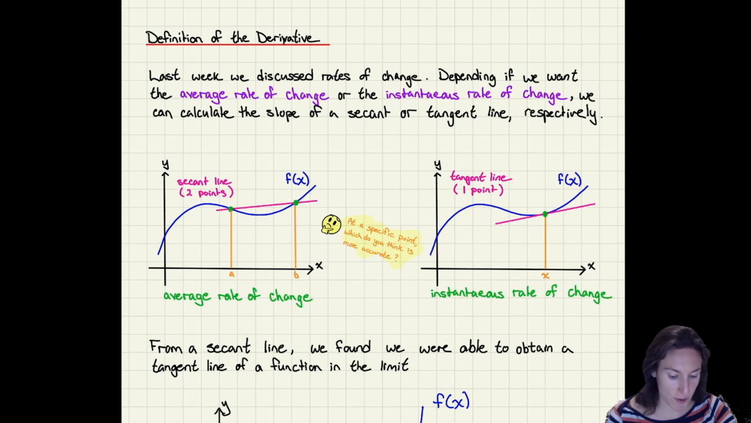I wanted to talk to you about the definition of the derivative. So before we were talking about rates of change, the average rate of change and the instantaneous rate of change. And this is basically calculating the slope of a secant line or a tangent line. So if we're looking at the average rate of change between 2 points, we have the secant line. And then if we move this second point B closer and closer to A, we're going to get the instantaneous rate of change at that point A.